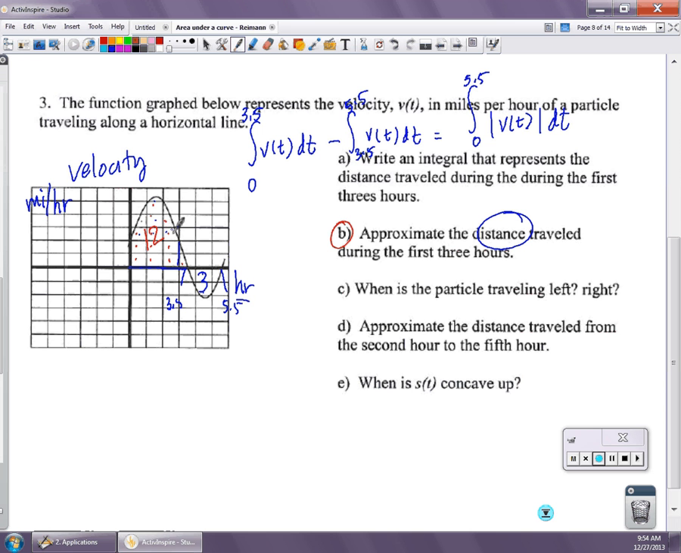And that's about, well, I'll call it 12. It's a little bit less than that, but just for simplicity's sake, about 12 miles. When is the particle traveling to the left?